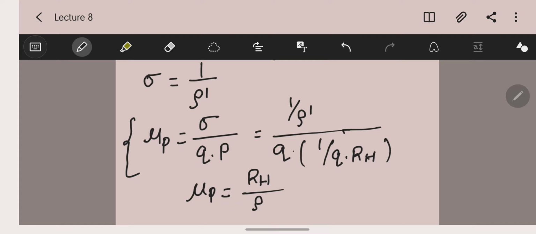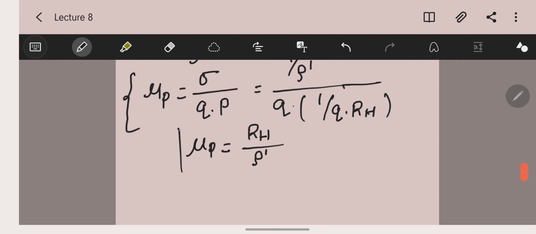You can write here RH divided by the resistivity, rho dash. Now we have found the type of semiconductor, we have found the carrier concentration, we have calculated the resistivity, and we have calculated the mobility for the given specimen, considering that we were given a P type semiconductor material. Now all these equations can be repeated for the N type semiconductor material.